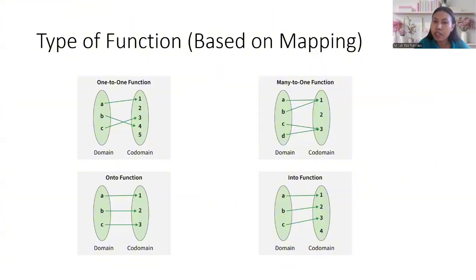And the last, into function. A function f: X to Y is said to be an into function if there exists at least one element or more than one element in Y which does not have any preimage in X, which simply means that every element of the codomain is not mapped with an element of the domain.